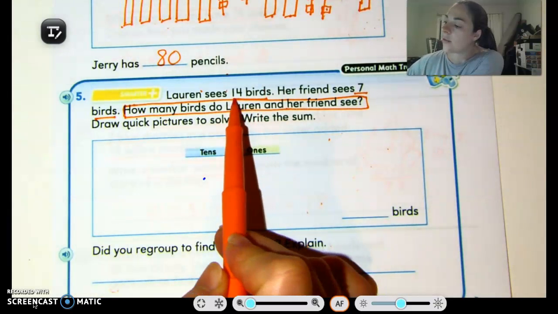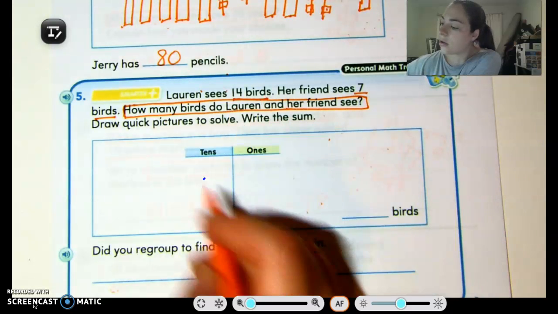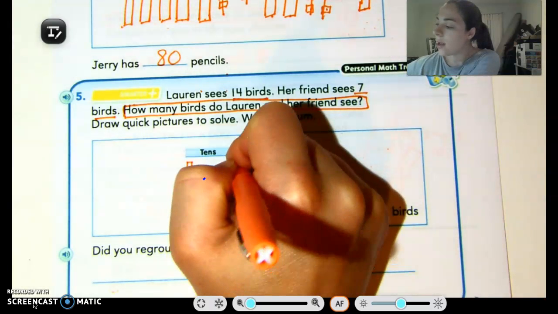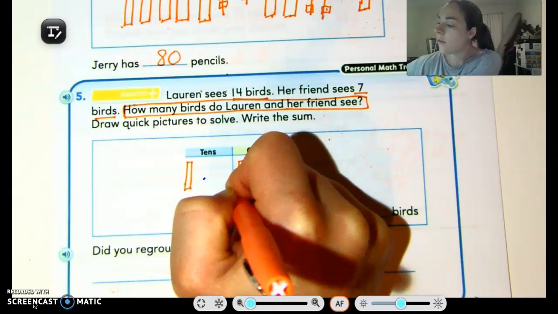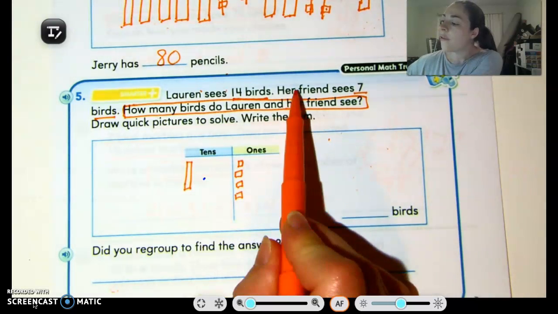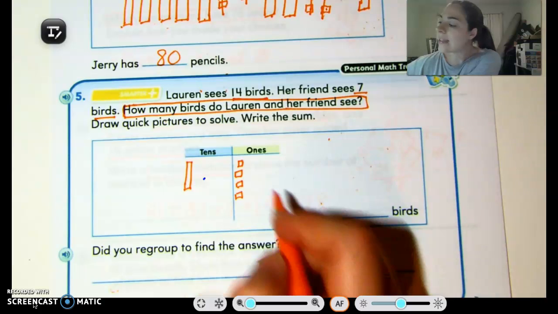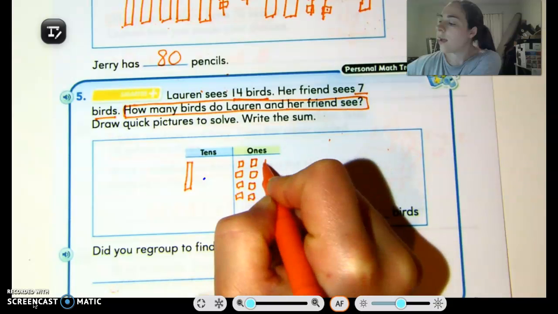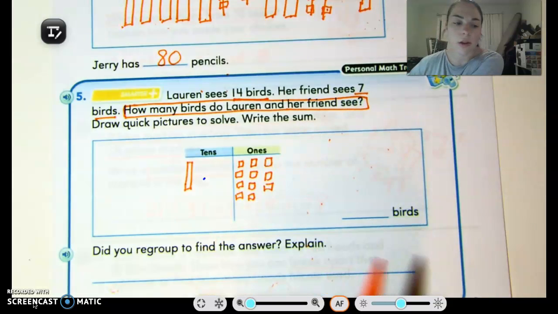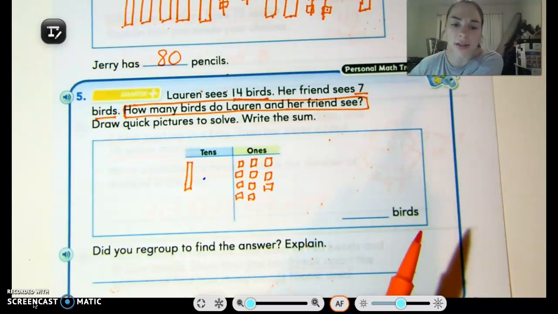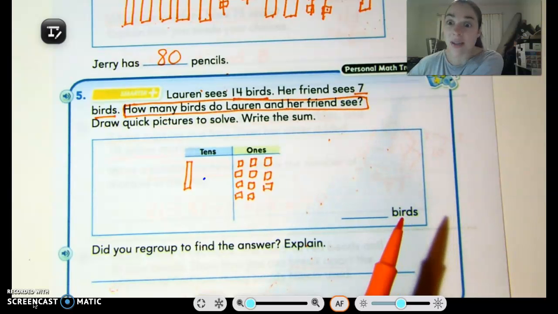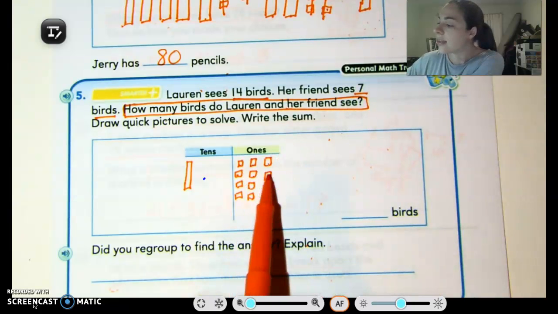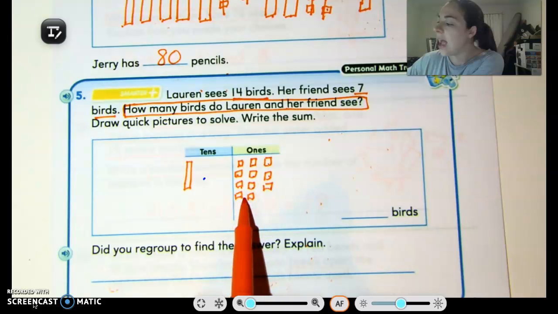Okay, so 14. 14 has how many tens? 1 ten. And how many ones? 4, right? 1, 2, 3, 4. Her friend sees 7 birds, so I'm going to add 7 more ones. 1, 2, 3, 4, 5, 6, and 7. Who thinks we should count our ones first? Always, right? Let's see if we can make a 10. 1, 2, 3, 4, 5, 6, 7, 8, 9, and 10.